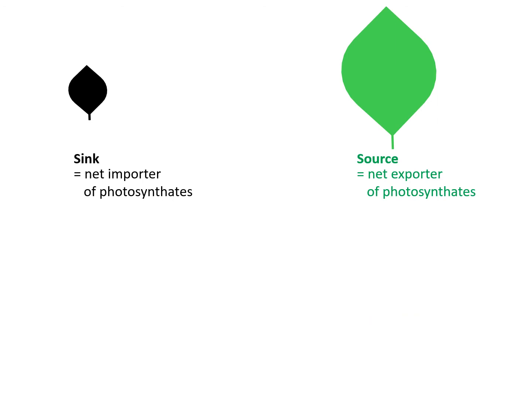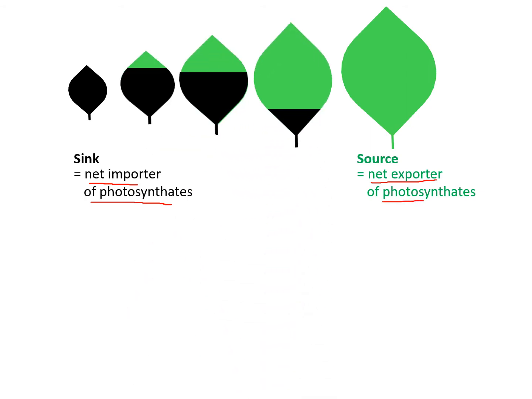As the leaf develops, it undergoes a transition from sink to source. A sink organ is a net importer of photosynthates, which are synthesized during photosynthesis, whereas a source organ is a net exporter of photosynthates. This transition from sink to source is not rapid, and it begins at the leaf tip and progresses towards the base.